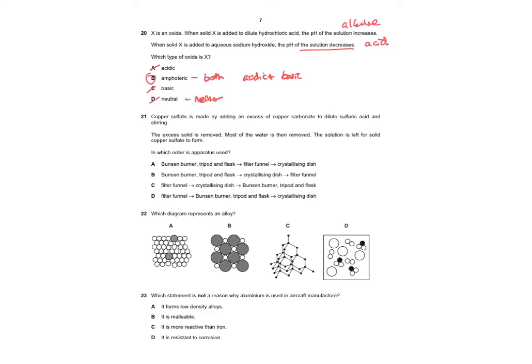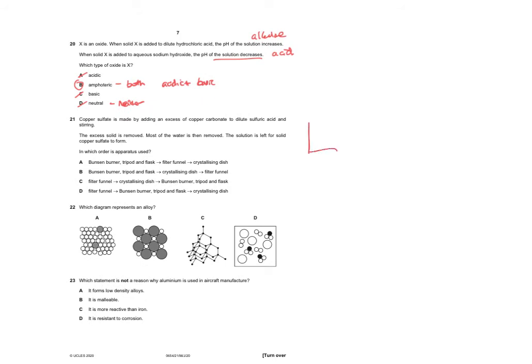Copper sulfate is made by adding an excess of copper carbonate to dilute sulfuric acid and stirring. The excess solid is removed. Most of the water is then removed. The solution is left for solid copper sulfate to form. In which order is the apparatus used? So we're adding copper carbonate, so we're adding our solid into our beaker. And then we're stirring, so we're going to have a glass rod. Okay, that's a spatula. And that's a beaker. And then we're going to filter it to remove that excess solid. Beautiful diagram, I know.